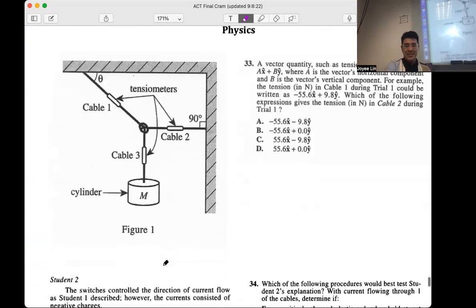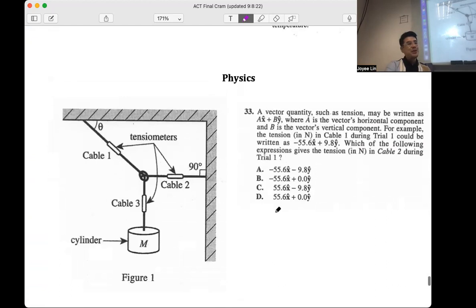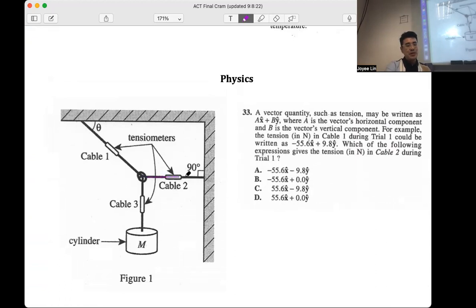No, you can leave. We'll just do a couple more just so you're aware. So then, just so you're aware of the vector thingy, right? They're asking about cable 2. Cable 2 is pointing to the right. Can you all figure out which one of these is saying pointing to the right? E. Yes, pointing to the right, yeah. So some of those are that easy.